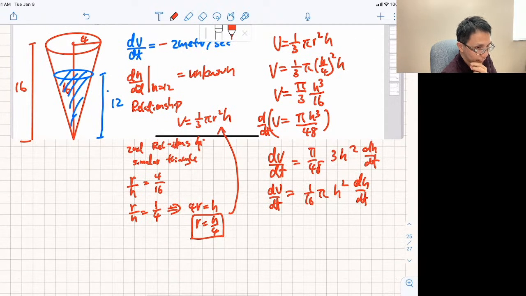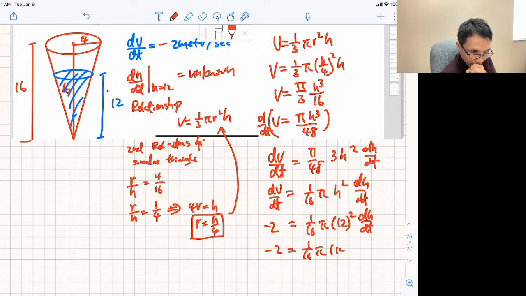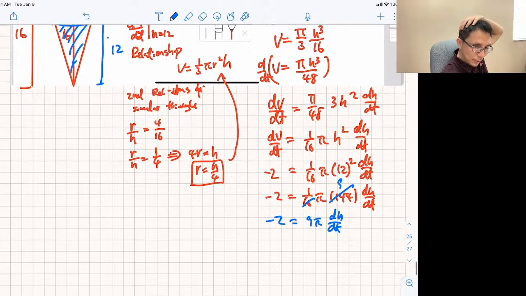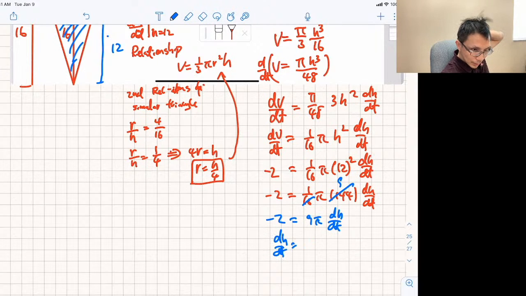Now I'm going to plug in dV/dt, which is -2 in this case, equal to 1 over 16 pi. h is what? Well, we don't know, it's 12 squared, dh/dt, because that's the condition. So -2 equals 1 over 16 pi times 144 dh/dt. 144 divided by 16 is going to be 9. Good job. So it'll be 9 pi dh/dt, and then -2, so dh/dt is -2 over 9 pi.